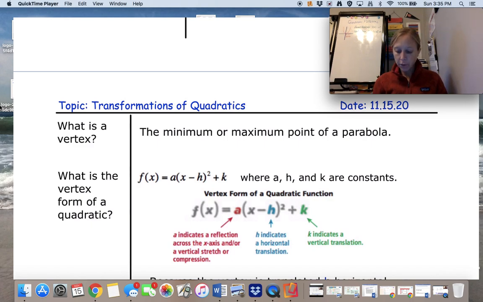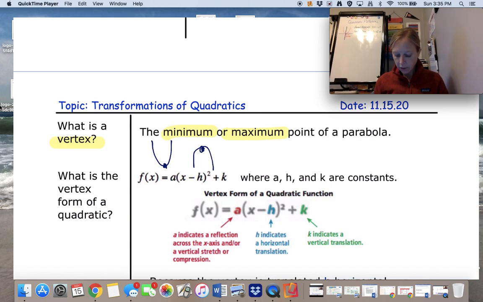So, before we talk more about vertex form, let's review: the vertex is the minimum or maximum of the parabola. If the parabola opens upward, the vertex is a minimum because it's the bottom point. And if it opens downward, the vertex is a maximum. It's the maximum height that the parabola reaches.